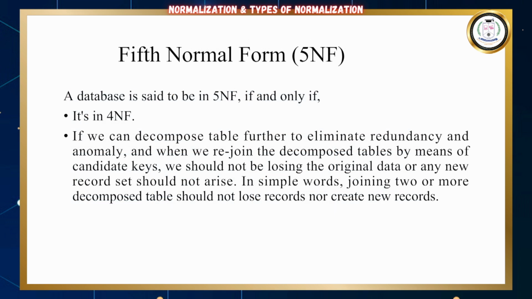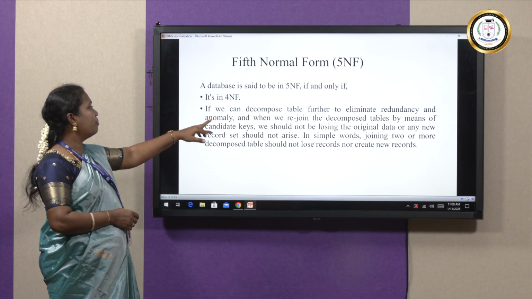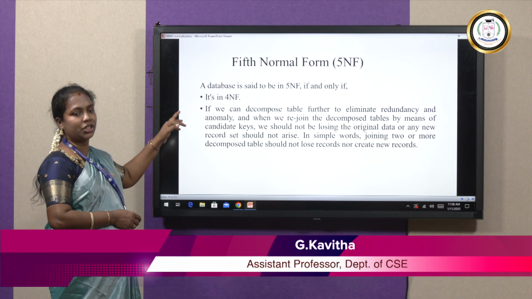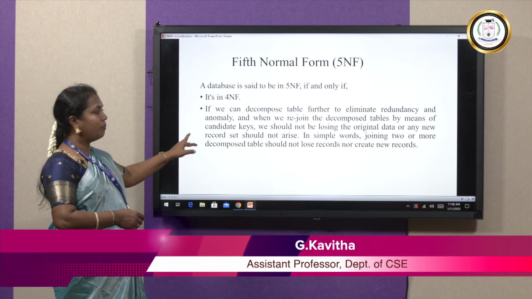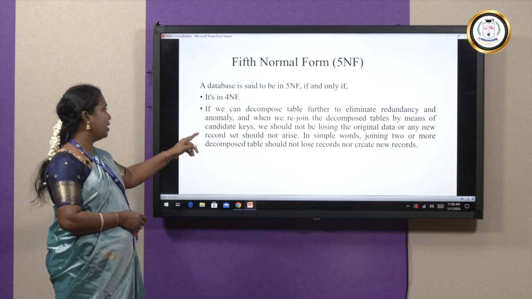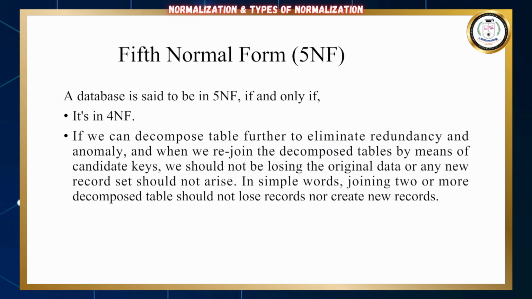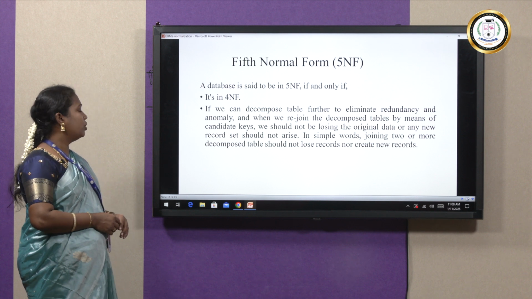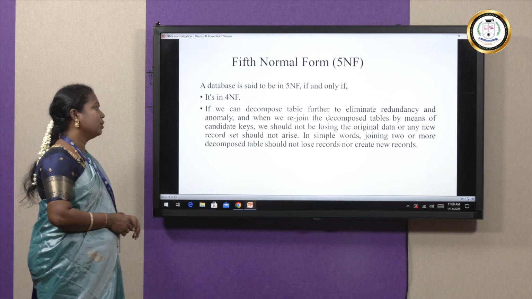Fifth normal form is similar. Once fourth normalization is satisfied, we can decompose the table further to eliminate redundancy. Redundancy means repetition, errors and bugs, which are anomalies. When we rejoin the decomposed tables by means of the candidate key, we should not lose the original data, and no new record set should arise. In simple words, joining two or more decomposed tables should neither lose records nor create new records.